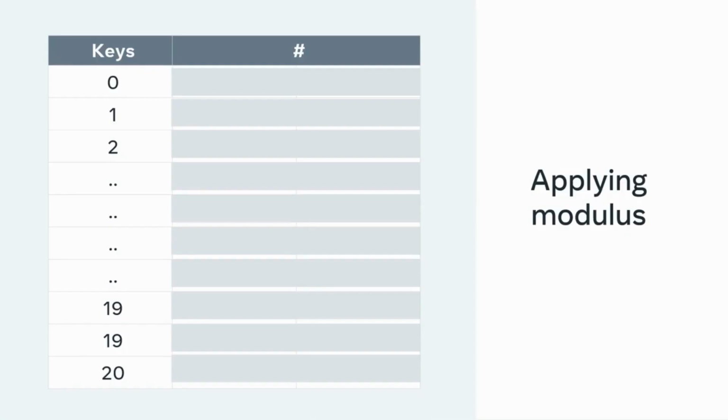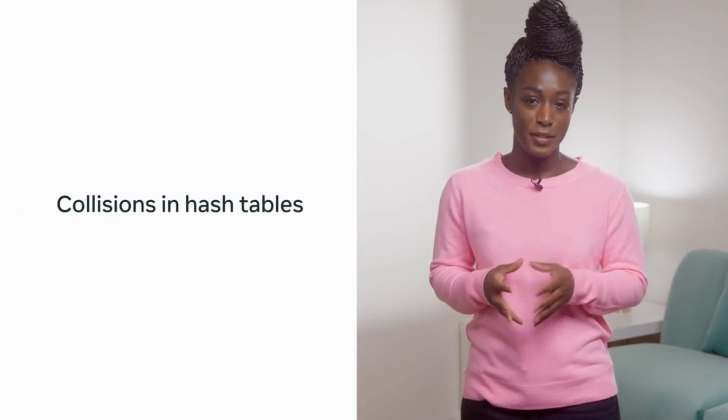The issue arises when the number of keys to be stored grows beyond 20. Remember 1 mod 20 equals 1, but 21 mod 20 also equals 1. Let's move on to collisions in hash tables. What are collisions in hash tables?